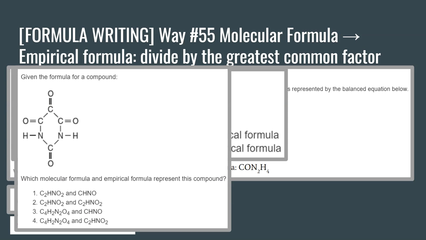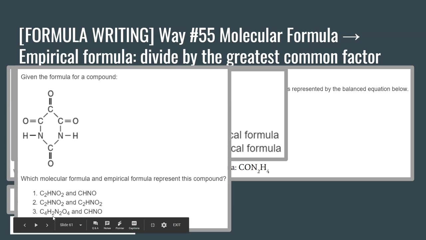Given the formula for a compound, which molecular formula and empirical formula represent this compound? Here we're provided with a structural formula. We have to count all the atoms present in order to identify its molecular formula. Count the number of C's, O's, N's, and H's present, and we see that the number of C's is 4, number of H's is 2, number of N's is 2, and the number of O's is 4. So we can eliminate choices 1 and 2 as possibilities. So it's between 3 and 4.